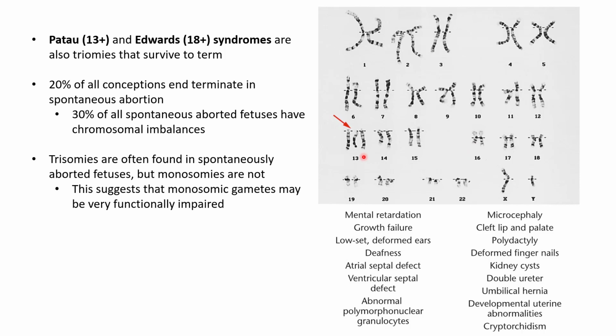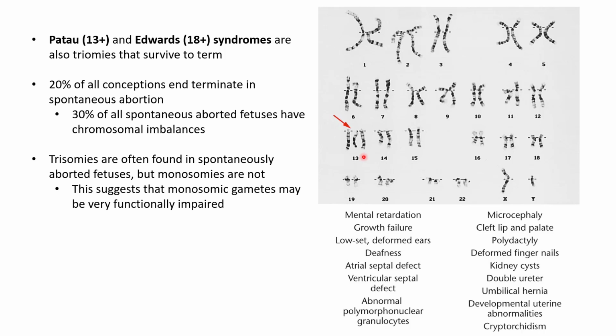Why do we know that most of these things, trisomies and monosomies, aren't tolerated? Well, it's estimated that about 20% of all conceptions, when a man and a woman conceive a child and fertilize an embryo, end up resulting in spontaneous abortions, or what people commonly call miscarriage. When doctors and researchers have looked at miscarried fetuses, they find that about 30% of those miscarriages occur because of chromosomal imbalances.